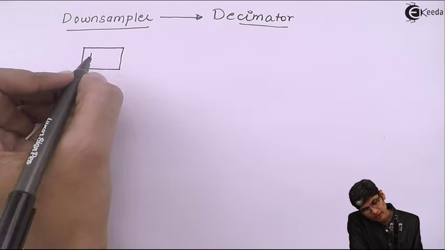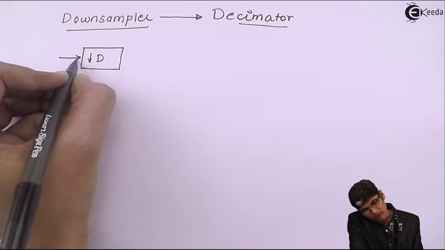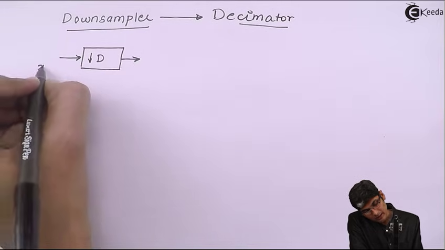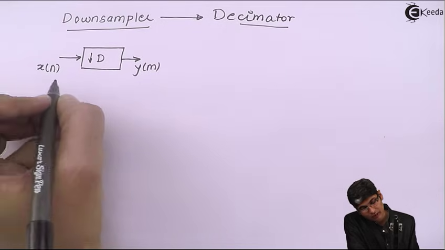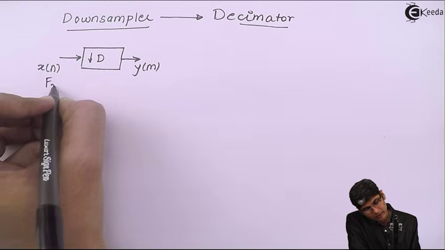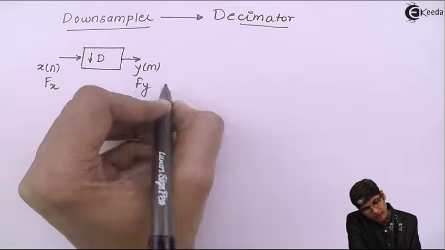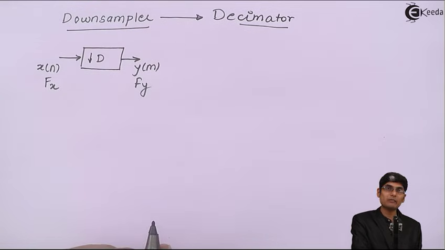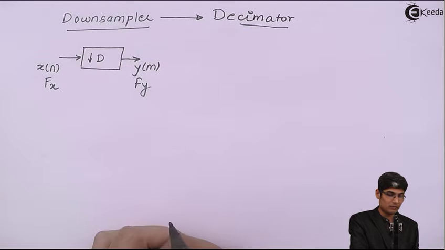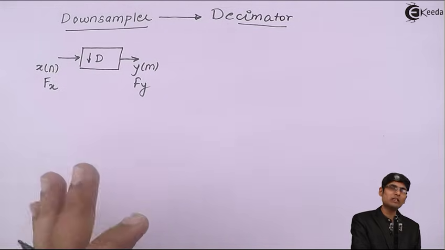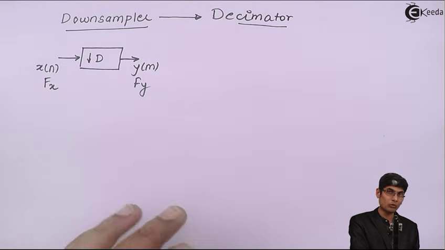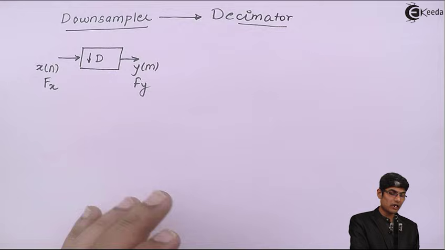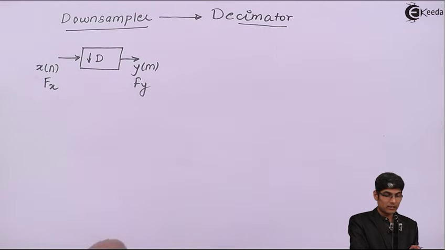So if I am downsampling by a factor of d, and I have an x of n signal, then I will generate some y of m signal. Here the sampling rate is fx, here the sampling rate is fy. I just downsample the signal without taking into consideration whether there will be aliasing or no aliasing. I really do not care for it. In that case we say it is a downsampler.